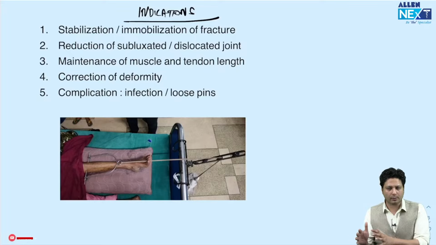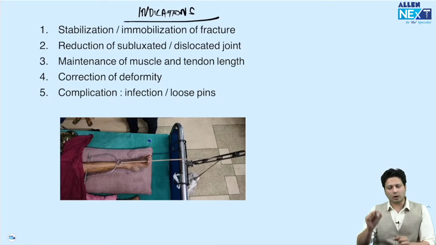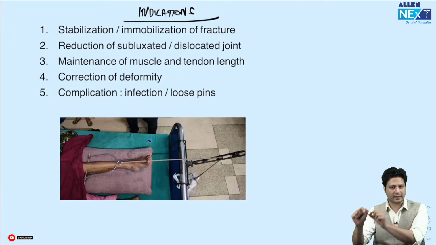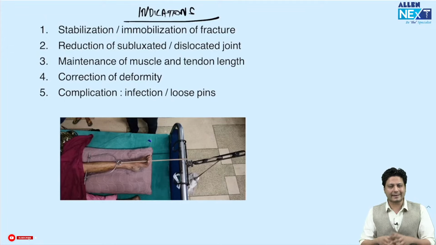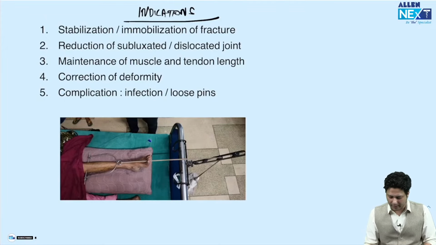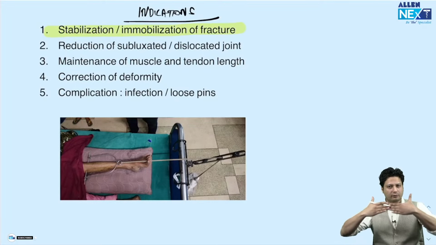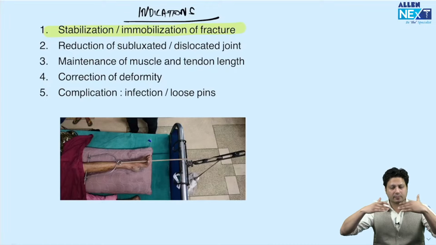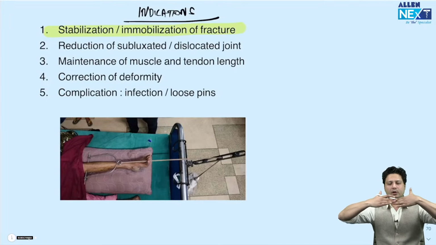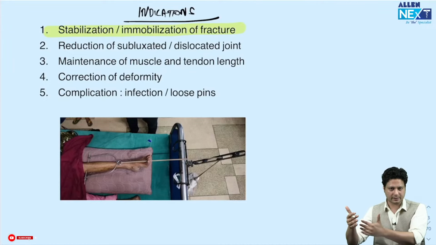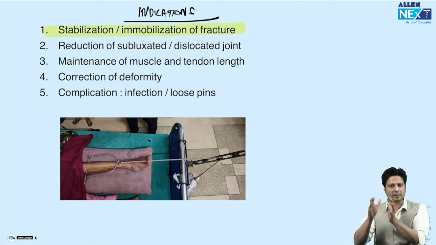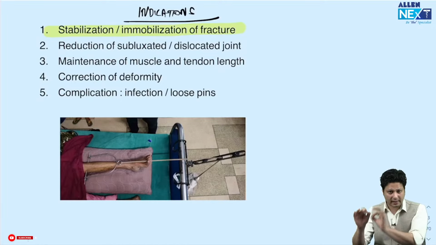Let's have a discussion on what the indications of putting a skeletal traction are. I mean, what are the reasons where you have to put the patient on skeletal traction? The first one obviously is the stabilization or immobilization of the fracture. Imagine there comes a patient with a fracture in the mid 1/3 shaft of the femur, and if you don't stabilize it by putting the traction, there is a possibility of overriding of the femur if the surgery is delayed due to some reasons. In that meantime, perfect immobilization is achieved by the placement of a skeletal pin.